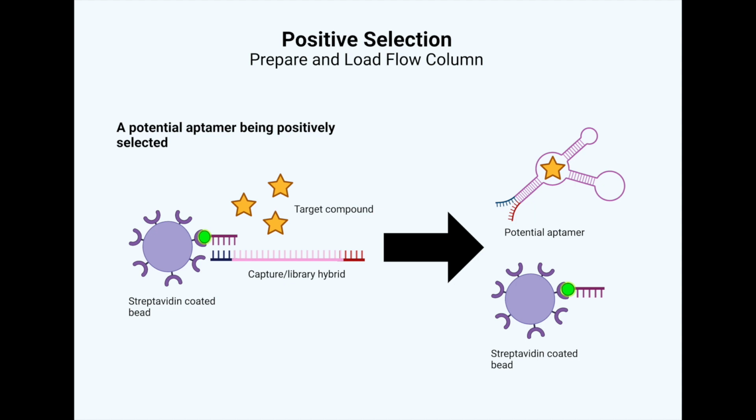The column is used to separate these good potential aptamers from other strands that might not have as much of an affinity. Otherwise, it would be really hard to physically separate the two. After positive selection, you now have a pool of single-stranded DNA molecules with an affinity for your target compound, potential aptamers.